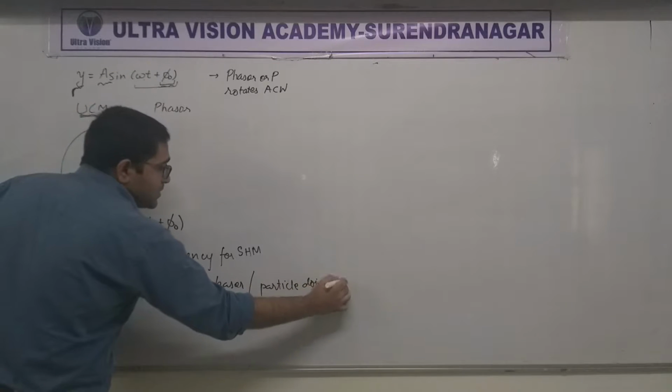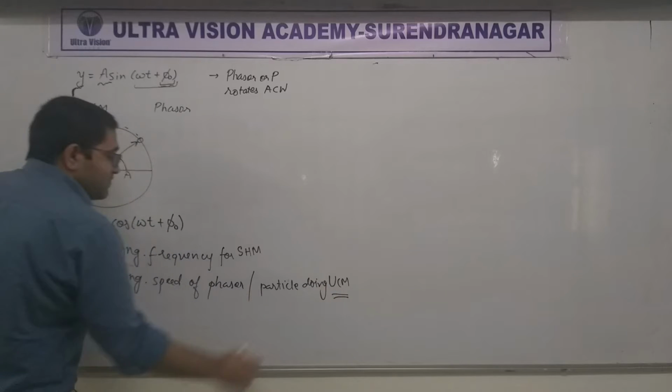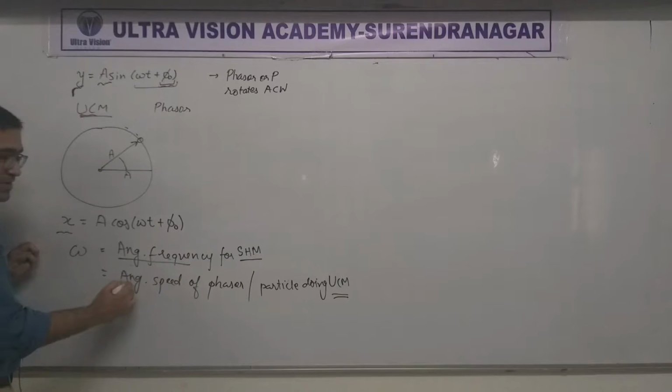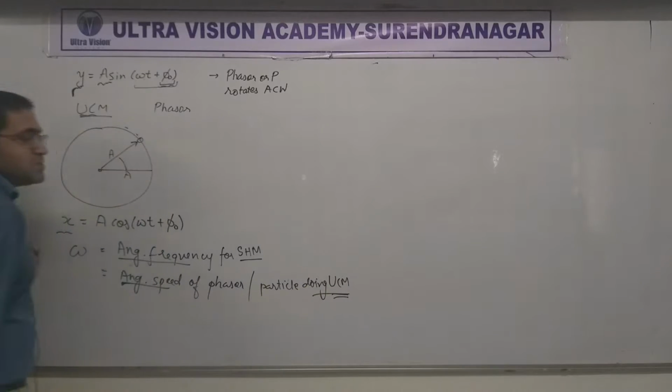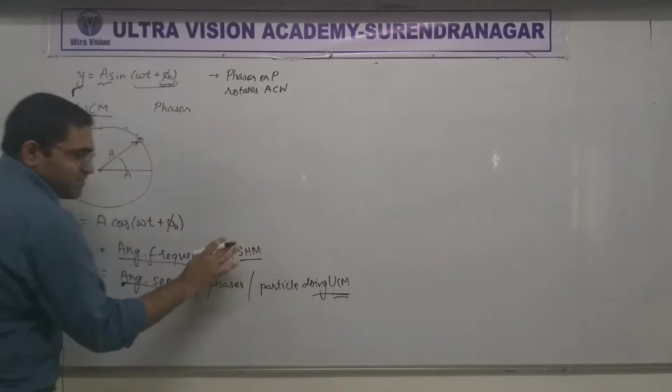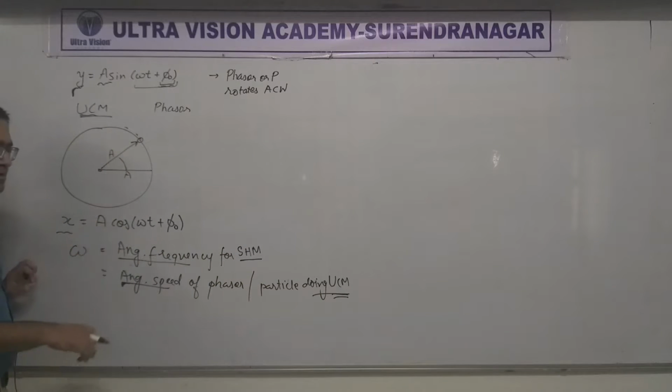Be careful. Angular frequency for SHM, and angular speed for UCM. They are slightly different in the words here, so be careful with that. Don't mix them up. What this tells you is how quickly this phasor rotates or how quickly this particle goes around the circle. Are the meanings all clear?